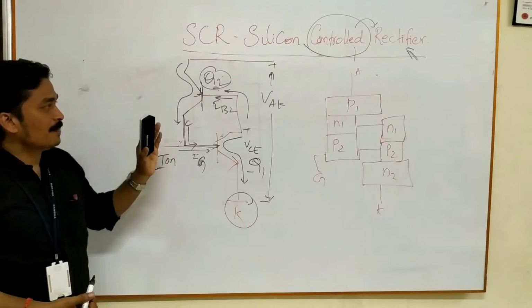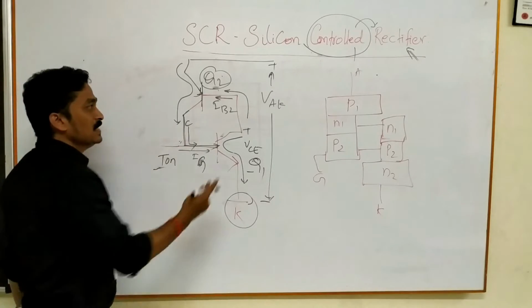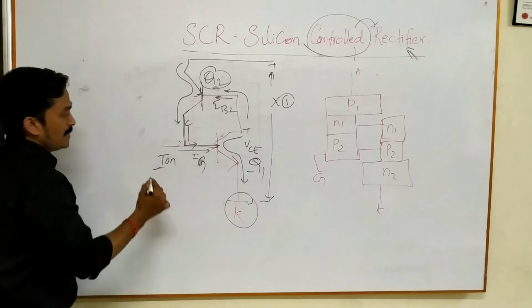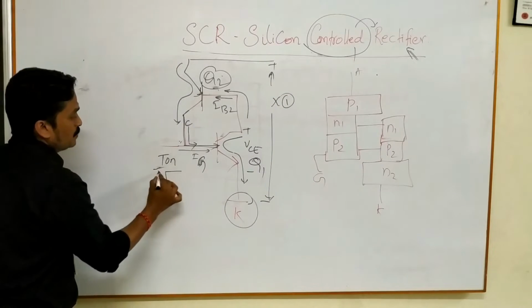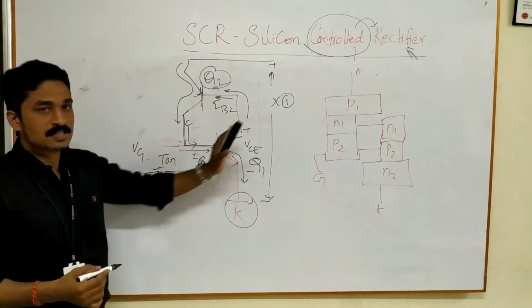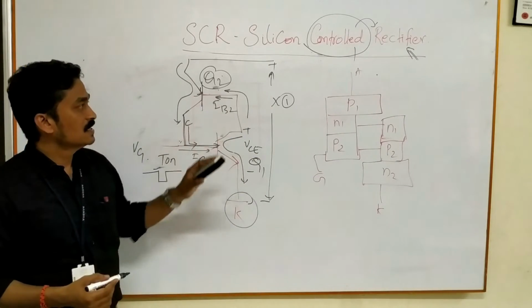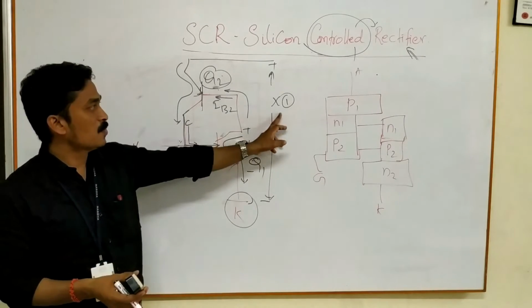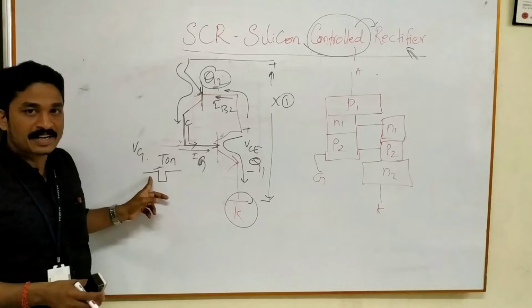And one can stop this process by removing this VAK. This is one option. Or second option, we can apply negative polarity to the gate terminal. So these are the two ways one can stop this particular regenerative operation. It can be stopped with the help of removing VAK or applying the negative polarity.